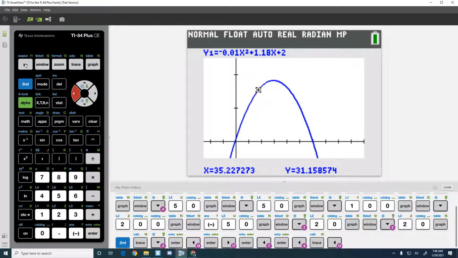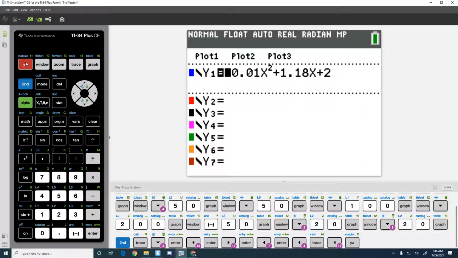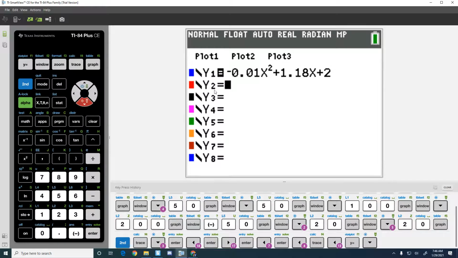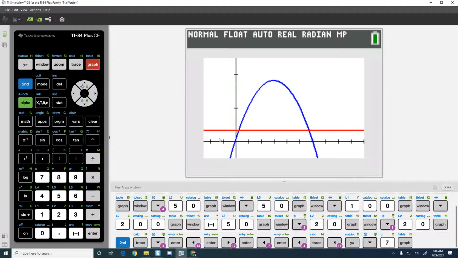Let's go back to y equals and go down to y2. So we're going to make a second equation, a second line. And this line is just going to be y equals 7. Because isn't that basically what we wanted to know, when the y value is 7, when the height is 7? So I'm going to make a separate line that indicates where that 7-foot height is. So now when I graph it, see that red line is the 7-foot height.